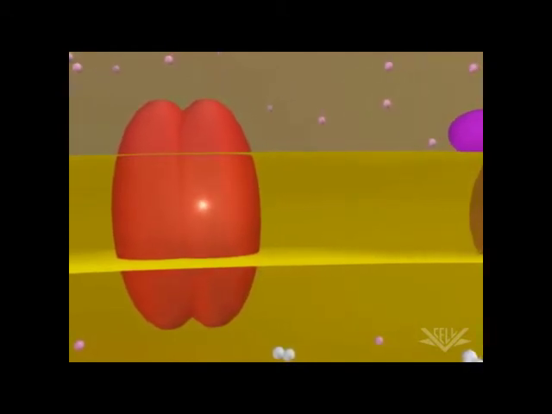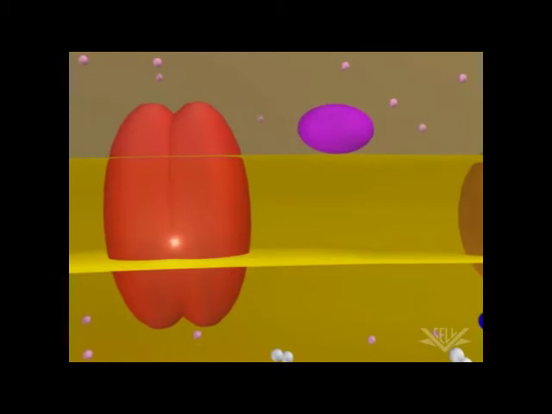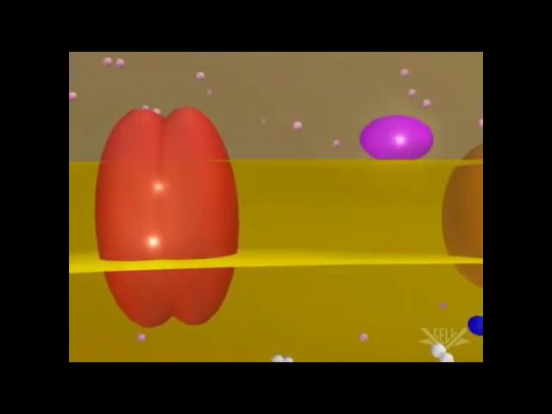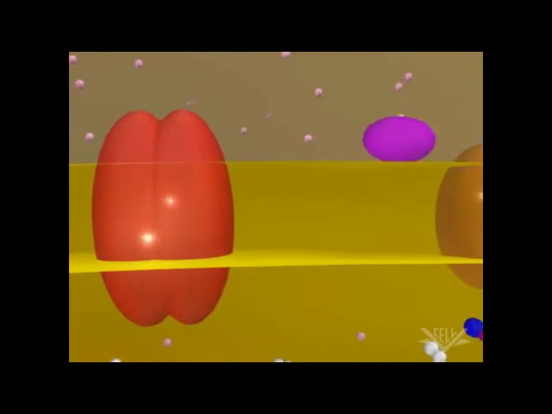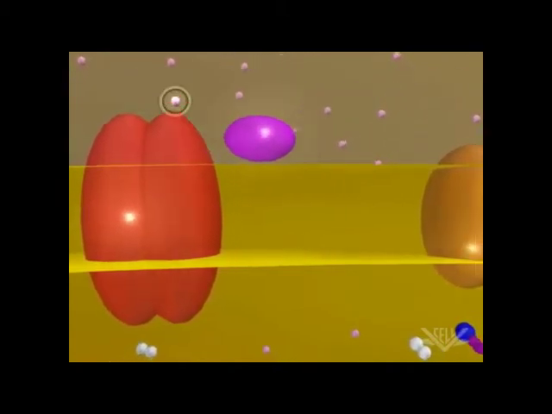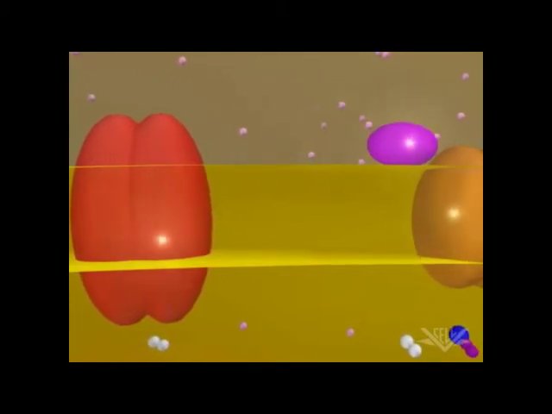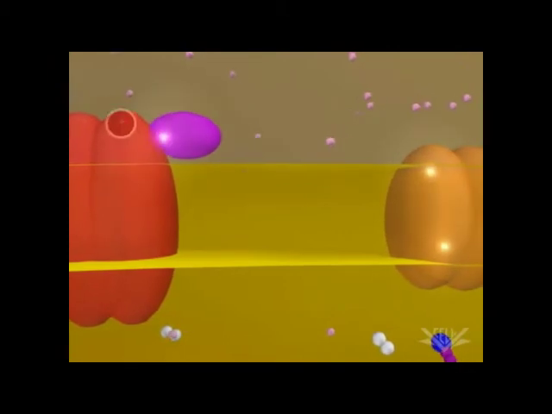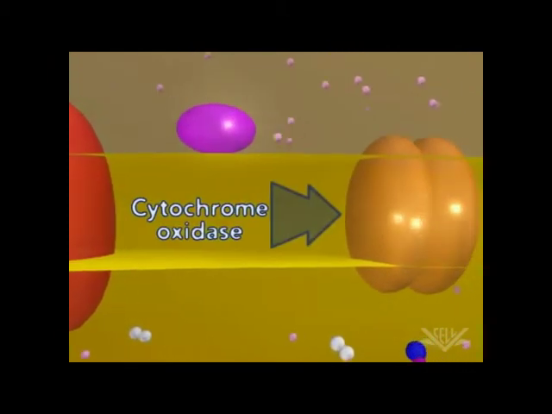Each electron is then passed from the cytochrome BC1 complex to cytochrome C. Cytochrome C accepts each electron one at a time. One hydrogen ion is pumped through the complex as each electron is transferred. The next major step occurs in the cytochrome oxidase complex. This step requires 4 electrons.